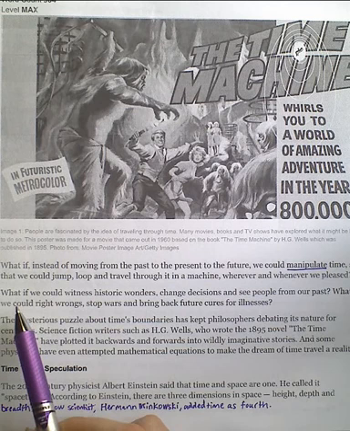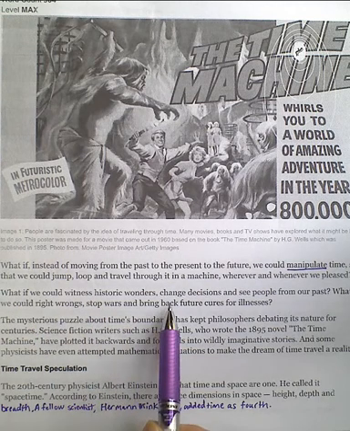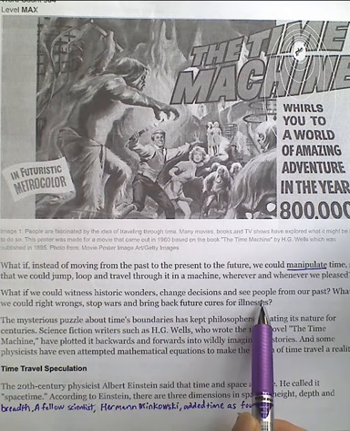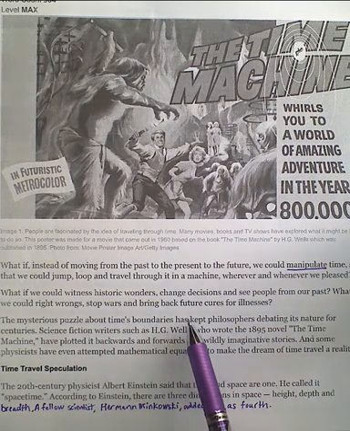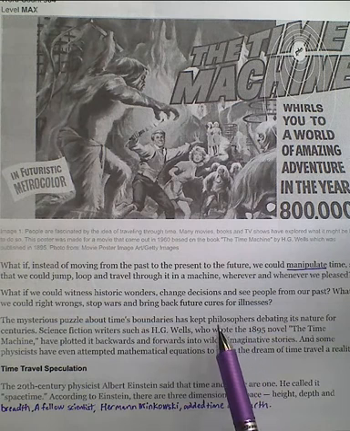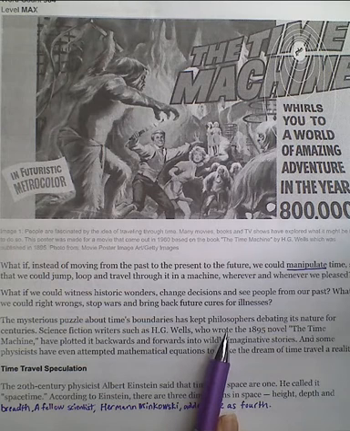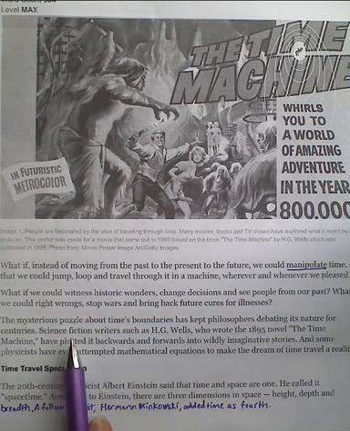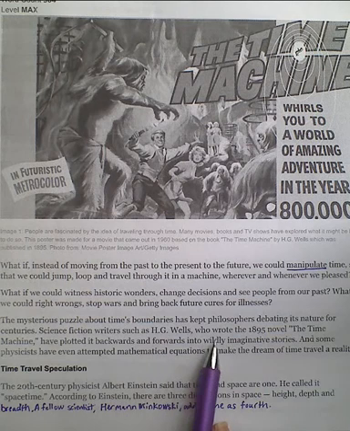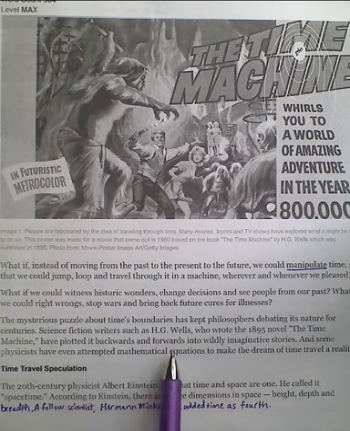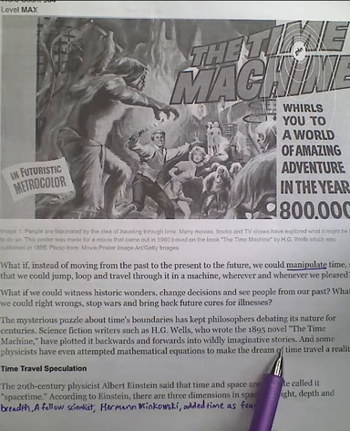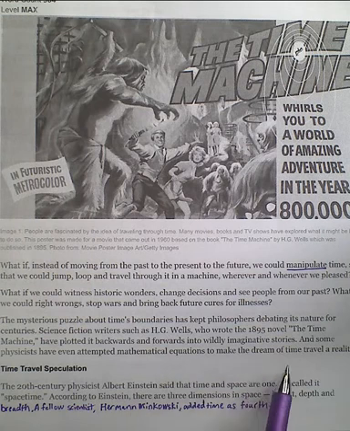Okay, so what if we could witness historic wonders, change decisions, and see people from our past? What if we could right wrongs, stop wars, and bring back future cures for illnesses? The mysterious puzzle about time's boundaries has kept philosophers debating its nature for centuries. Science fiction writers such as H.G. Wells, who wrote the 1895 novel The Time Machine, have plotted it backwards and forwards into wildly imaginative stories. And some physicists have even attempted mathematical equations to make the dream of time travel a reality.